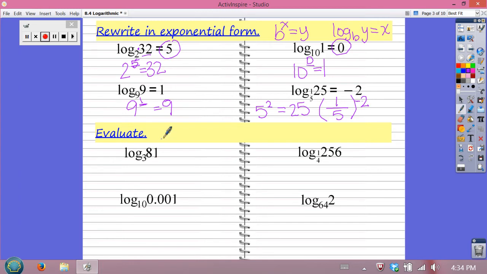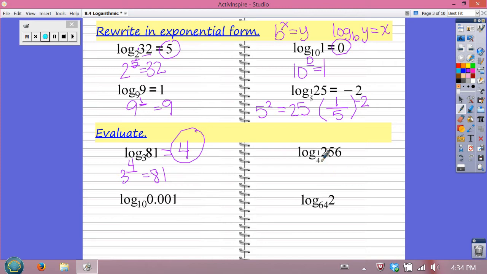These ones, they just want us to evaluate it ourselves. So 3 to the what power equals 81. And this may require some guess and check, so if you need to take out a calculator, that's totally fine. Just plug in some values. Eventually you'll find that the answer is 4. 3 to the 4th power is 81. So our answer is 4 there.